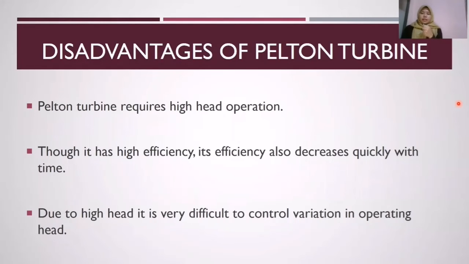Okay, now this is the last part of my presentation, which is the disadvantage of the Pelton turbine. So I will explain three disadvantages of the Pelton turbine. The first one is it requires high head operation, and second, although it has high efficiency, its efficiency also decreases quickly with time. And the last one is due to high head, it is very difficult to control variation in operating head. So thank you, and that's all for me.